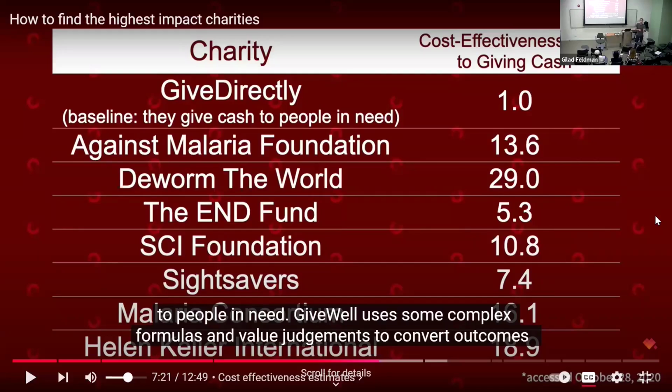So GiveDirectly is already very good. People don't use this for alcohol. They don't use this for drugs. They don't have a problem misappropriating this for other things. They actually know what it is that they need and they invest in this. So GiveDirectly is the benchmark. It's the factor of one.